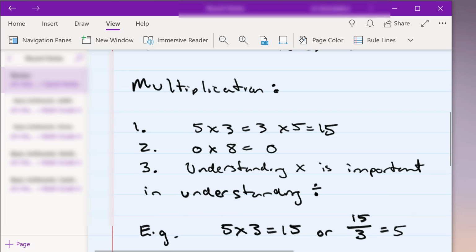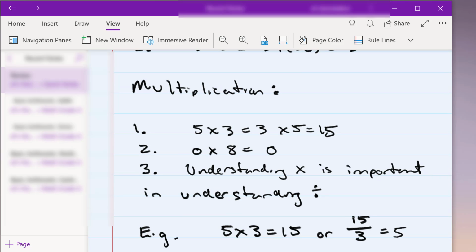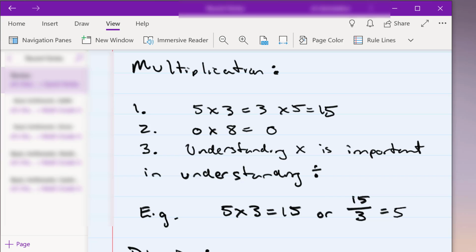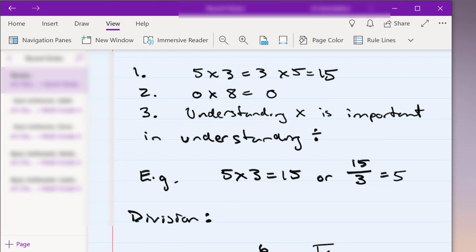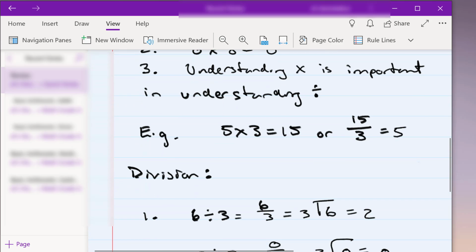For multiplication, we learned a few things. The first is that 5 times 3 is just the same as 3 times 5, which is 15. So again, the order doesn't matter. And multiplying any number by 0 is 0. So 0 times 8 is 0. Understanding multiplication is key to understanding division. So the better you can multiply, the better you can divide. So for example, if we look at 5 times 3, this is 15, or 15 divided by 3 is 5.